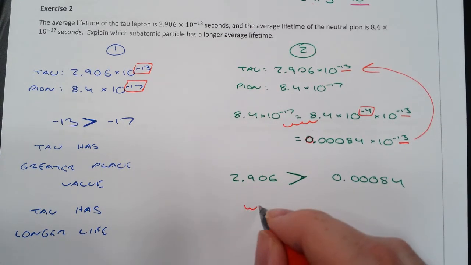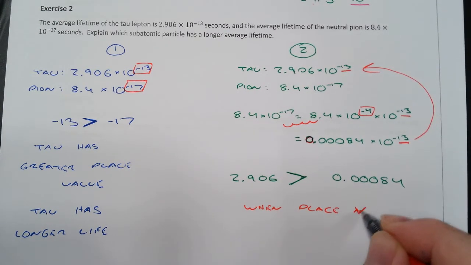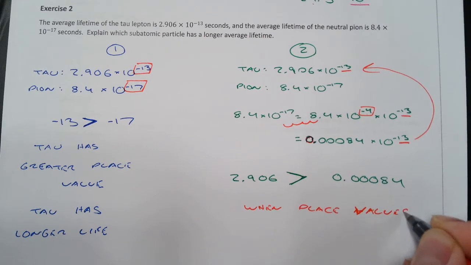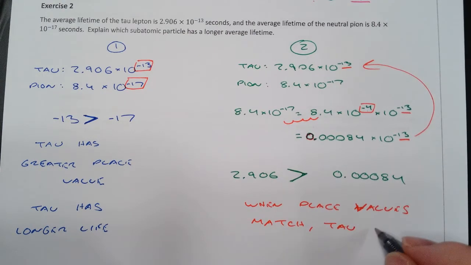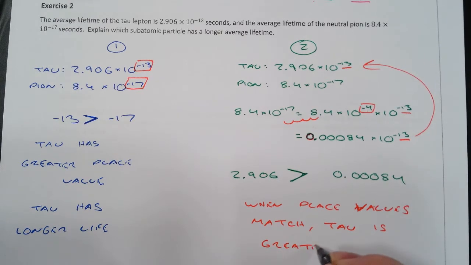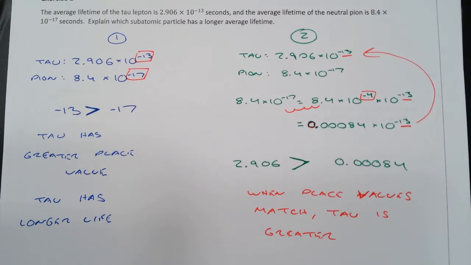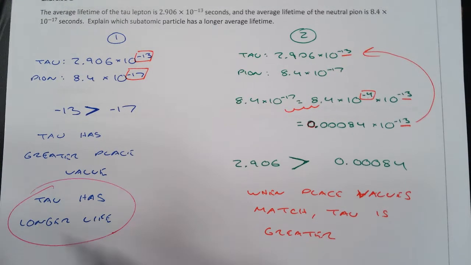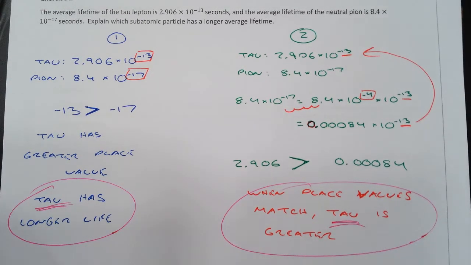So, when the place values match, the tau is greater. So whichever way you do it, right way 1 or right way 2, you find out that tau has longer life. You get the same answer for both.